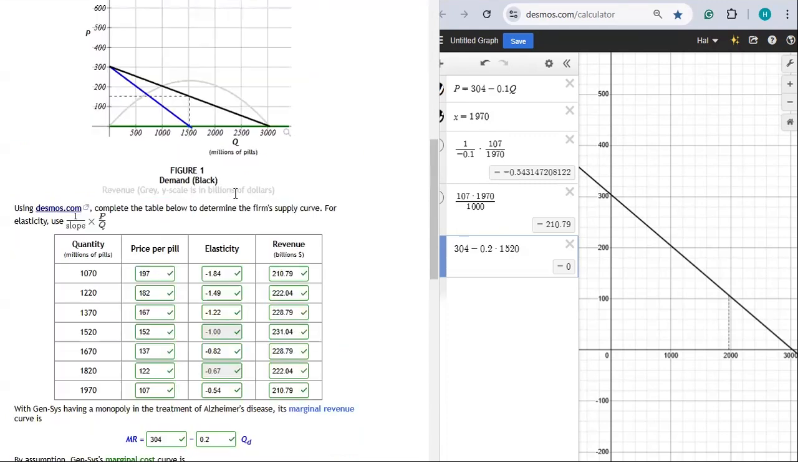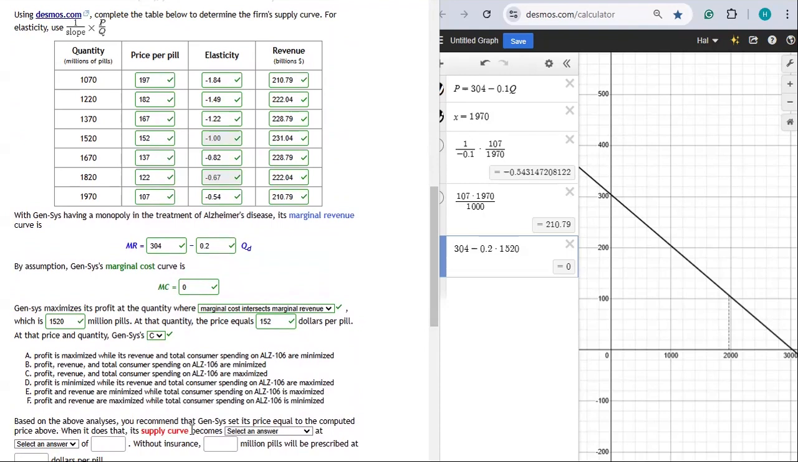Now, notice what happens when I press enter here. The dashed line is just to the right of 1500, so this is 1520. It goes up to the demand curve and then goes left toward the price, the monopolist price. And that monopolist price is 152.